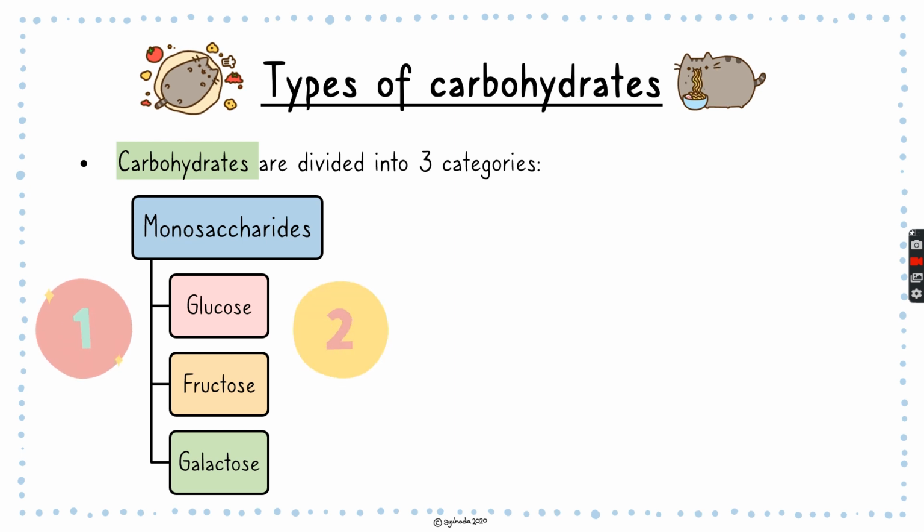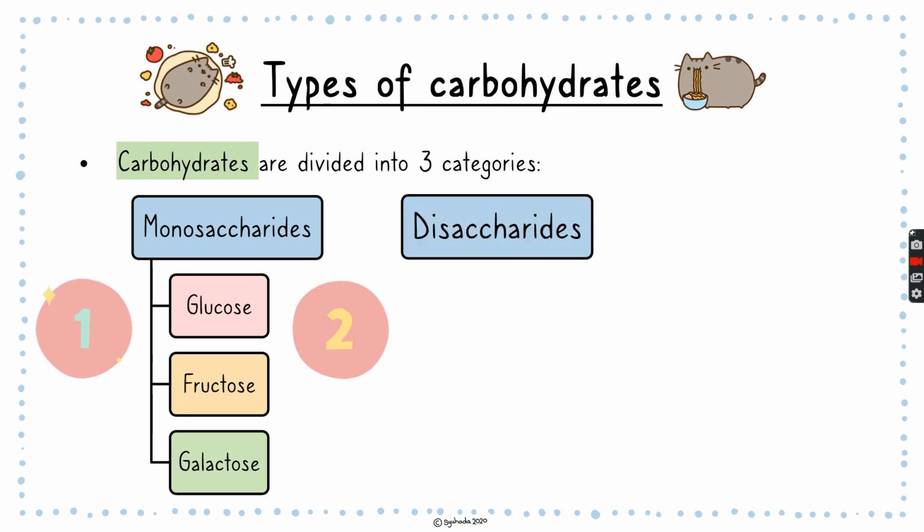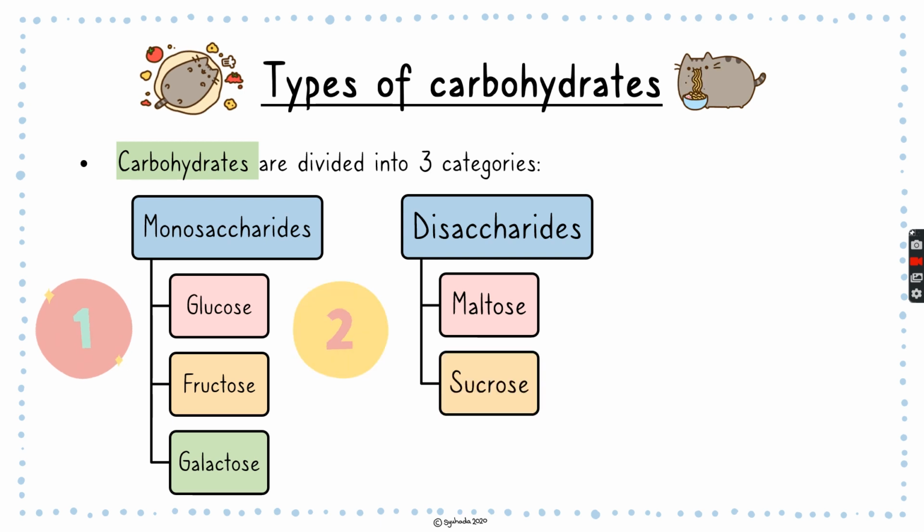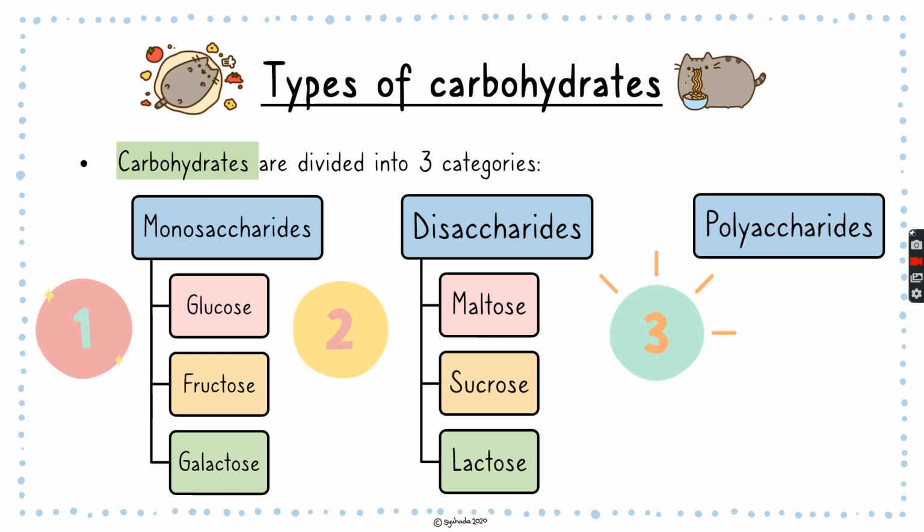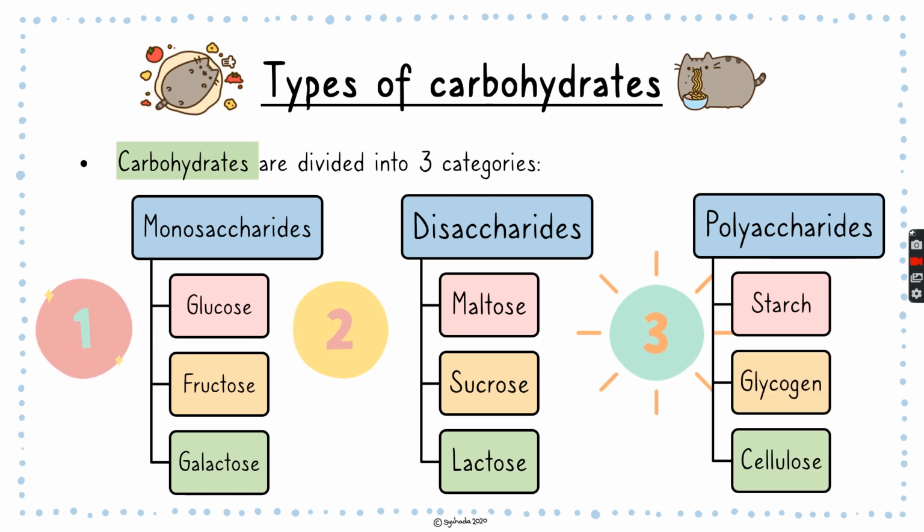Number 2, the second category, is called disaccharides. And di here actually means 2. Under disaccharides, we have maltose, sucrose, and lactose. And the third category is polysaccharide. Poly doesn't mean 3, but it actually means many. And you have 3 examples here too. The first one is starch, second one is glycogen, and the third one is cellulose.